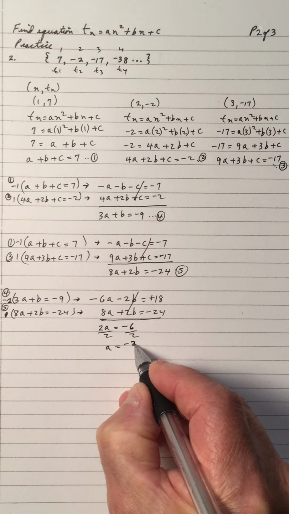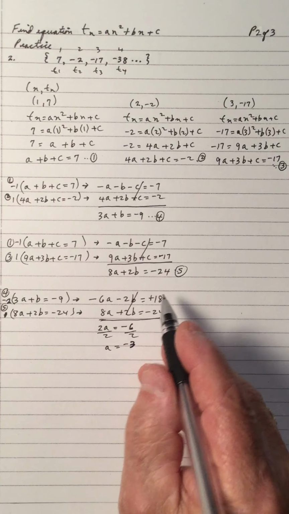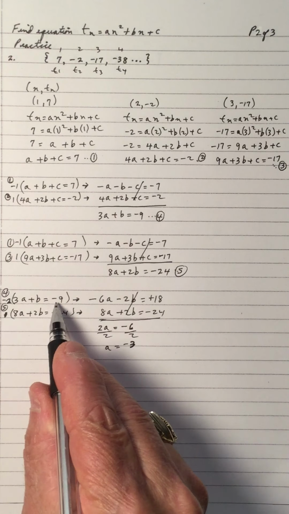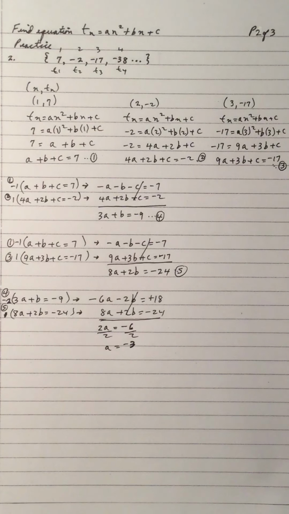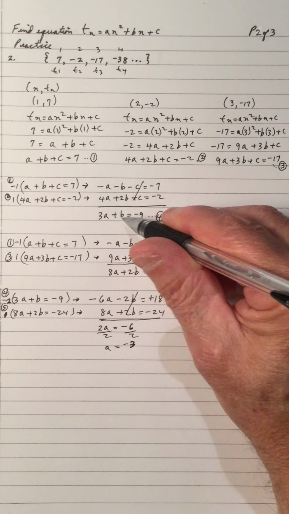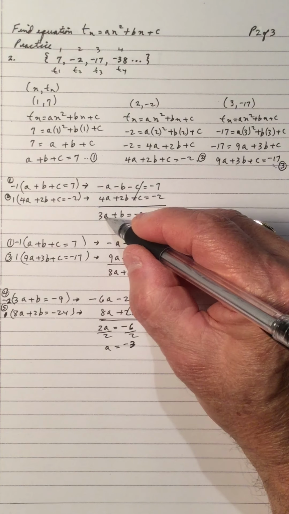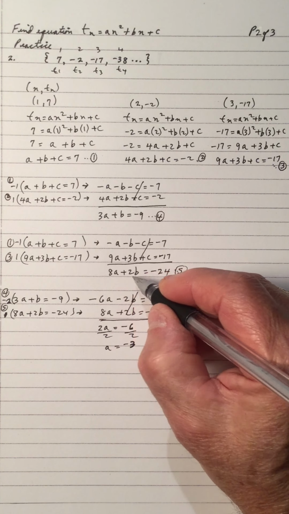So be careful. It's easy to make a mistake in solving a 3 variable system. So -2 times -9 is 18. So A is -3. Now since I have A is -3, let's go back into either this equation or this one, and I'll get the B.